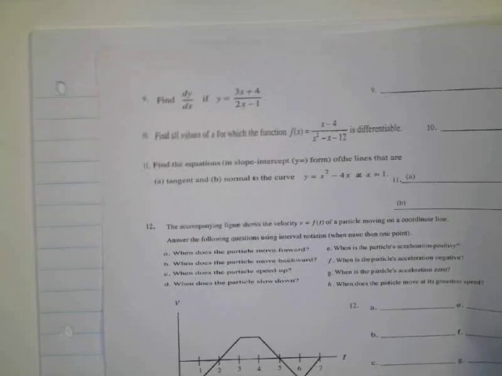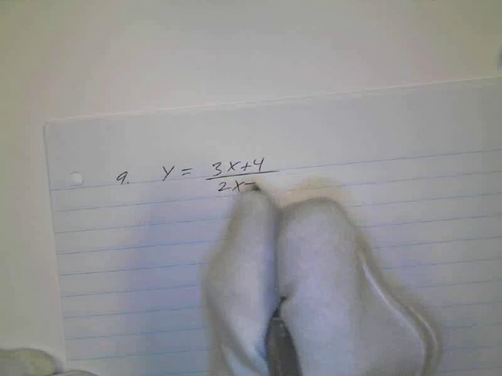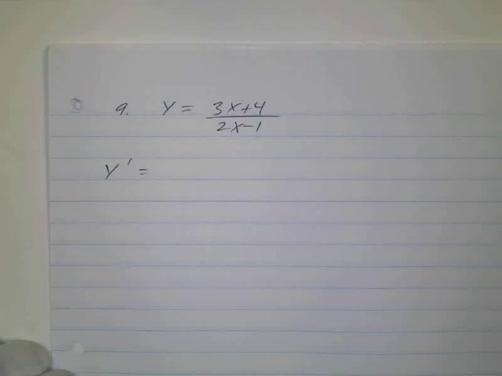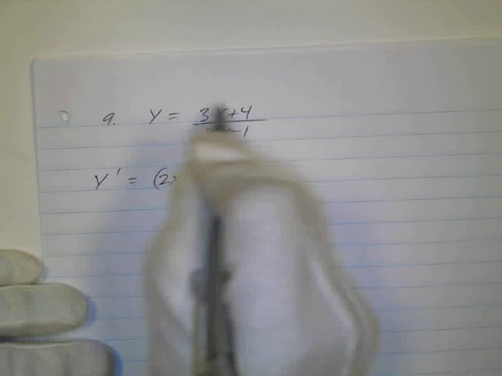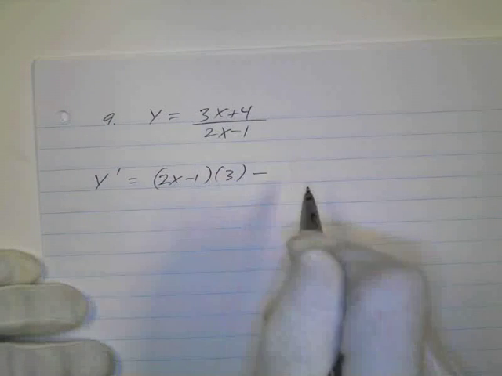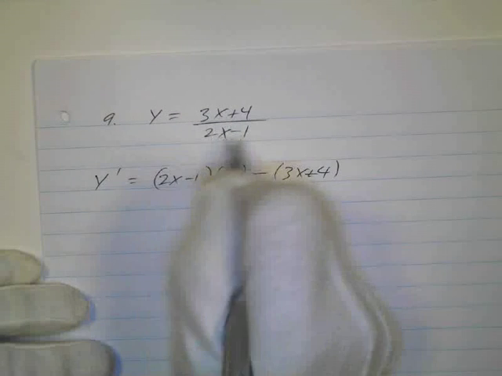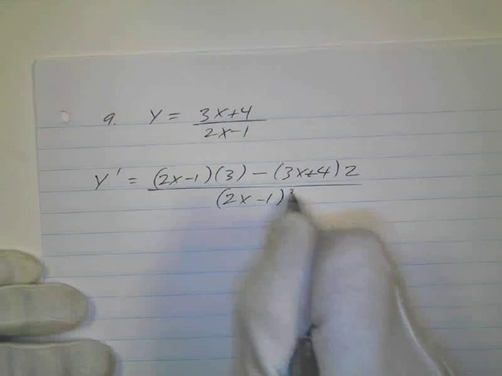Number 9. We have a derivative here, so it looks like we're going to use the quotient rule. So y equals 3x plus 4 over 2x minus 1. So y prime equals, we're going to take low d high, less high d low, over the denominator squared below. The low is 2x minus 1, d high, the derivative of the top, is 3, less high, the 3x plus 4, times d low, which is just 2, all over 2x minus 1 squared.